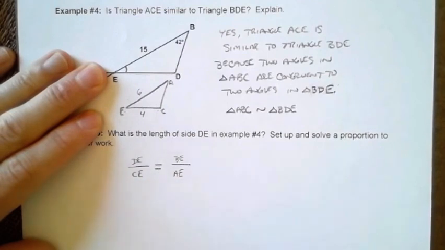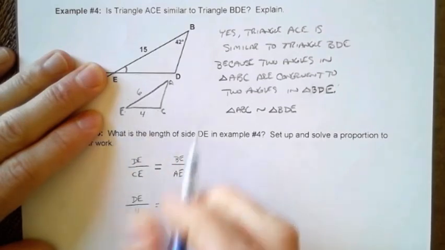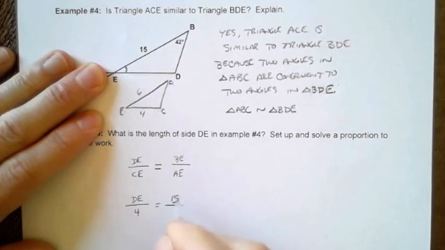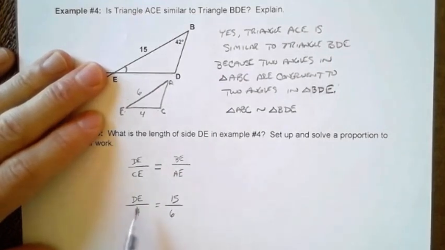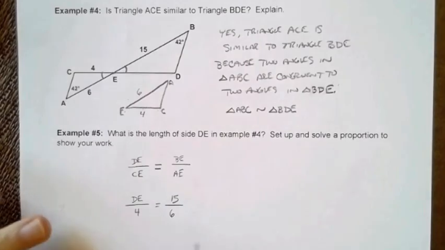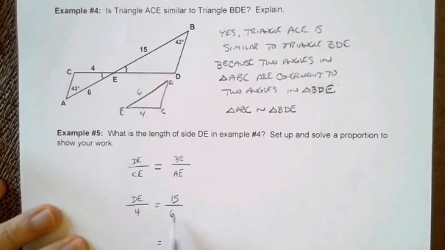Okay, so now if I fill in the ones that I know, DE is what I'm looking for, and it corresponds to CE, which was 4, and that equals BE, which was 15, over AE, which was 6. All right, so here's my proportion that's going to allow me to figure out what the measurement of length DE is going to be. Once again, I'm going to take this ratio and I'm going to simplify it. They're each divisible by 3, meaning that I'm going to have 5 over 2 when I divide each of those by 3. 15 divided by 3 is 5, 6 divided by 3 is 2.